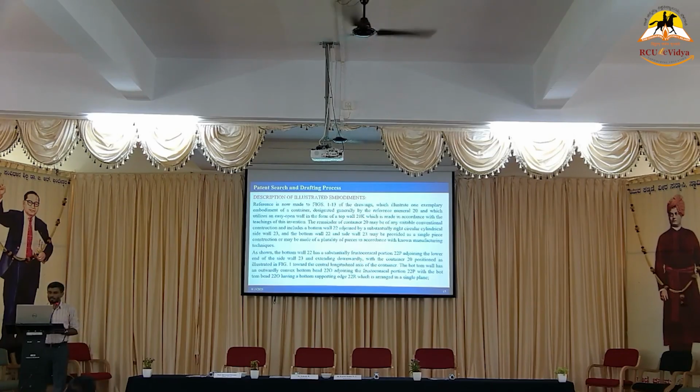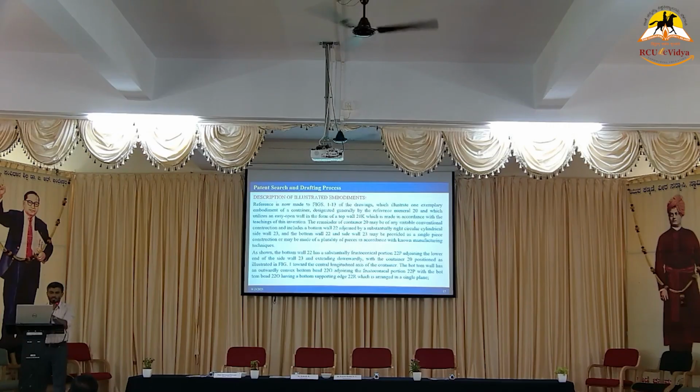Okay. Similarly, you can read it here, figures 1 to 13 of the drawing. The form of top was 21K, which is made in accordance with the teaching of this invention. The remainder of container 20 may be suitably conventionally constructed and includes a bottom wall 22. Say 20 is a container, 22 is a bottom wall. Okay. So 22 is the bottom wall and the side wall is 23.